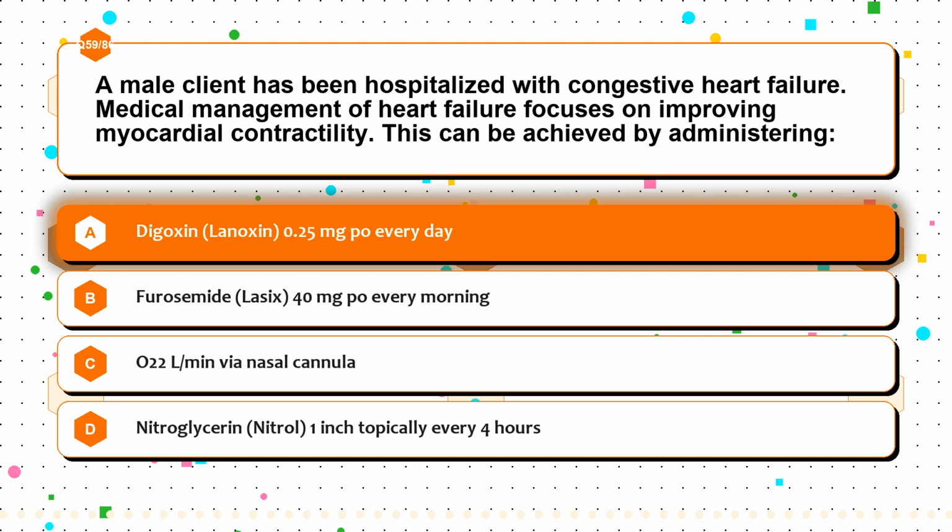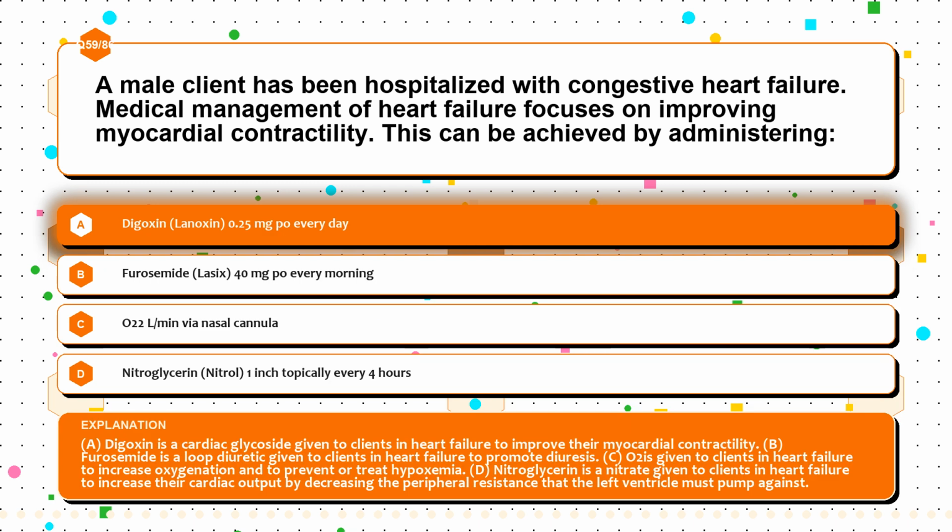The correct answer is option A. Digoxin (Lanoxin) 0.25 mg PO every day. A. Digoxin is a cardiac glycoside given to clients in heart failure to improve their myocardial contractility. B. Furosemide is a loop diuretic given to clients in heart failure to promote diuresis.